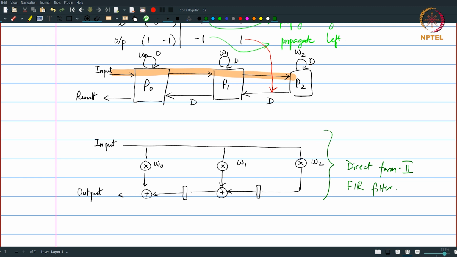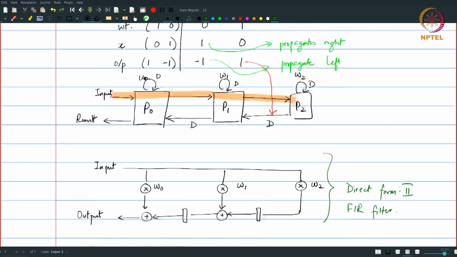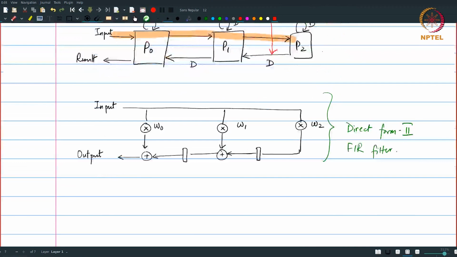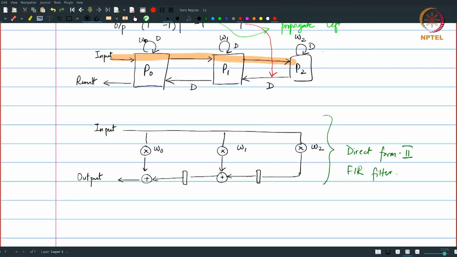And what we can see, in other words, is that by a simple change, which was just a different choice for the value of S while keeping the D and the P exactly the same as before, I ended up with a different architecture that was obtained by using just the same precise mathematics as in the previous case, and obtained the direct form 2 FIR filter. Now, what are the differences between these two architectures?